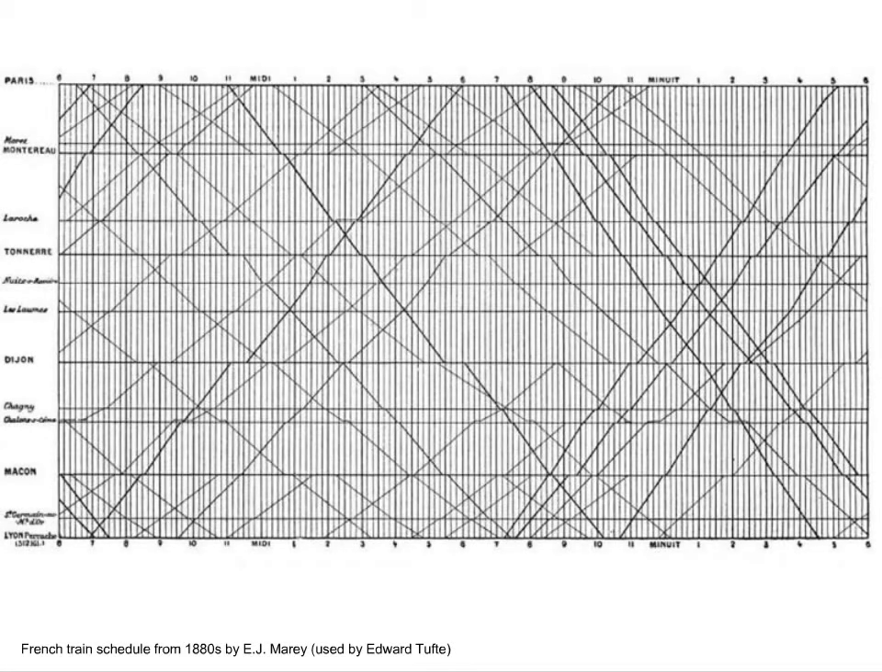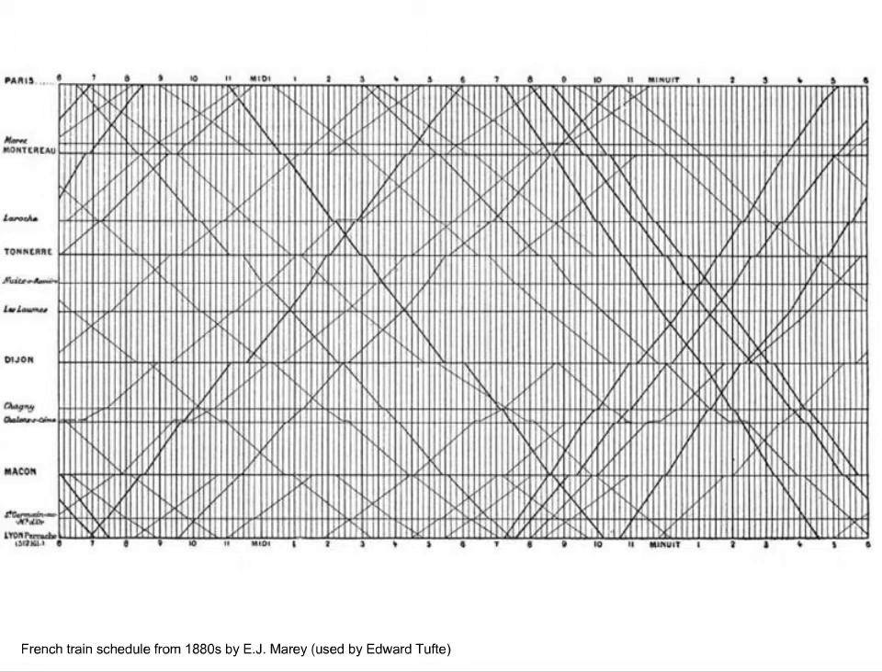This is a favourite of mine. It makes absolutely no sense on first view. It's an 1880s time schedule for trains in France. I know it's confusing. You have the time along, the hours along the top line, the horizontal line, and then a quite nice depiction of distances, or trying to depict distances between French towns down the side.